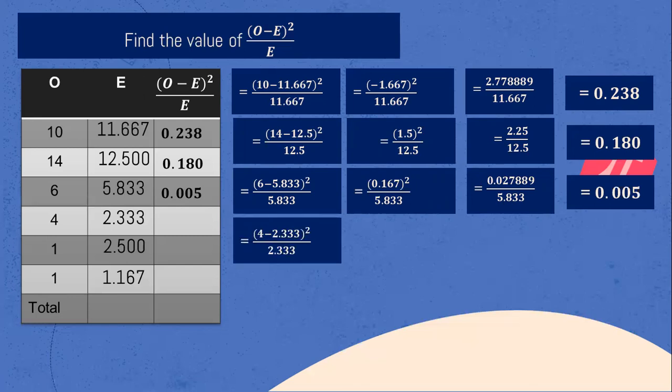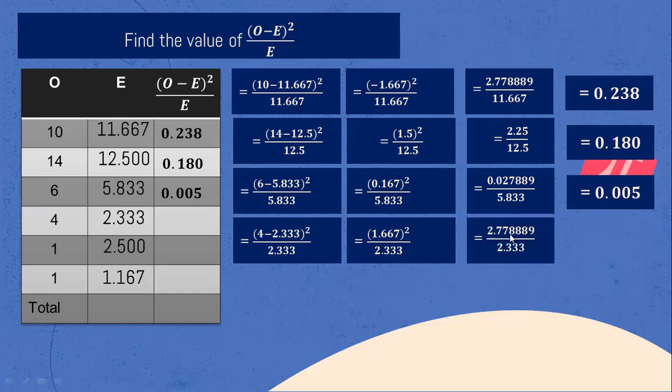0.005. Next one, the square of the quantity of 4 minus 2.333 over 2.333. 2.333 is the expected frequency. 4 is the observed frequency. What is 4 minus 2.333? The answer is 1.667. What is the square of 1.667? That is 2.778889. 2.778889 divided by 2.333. That is 1.191.